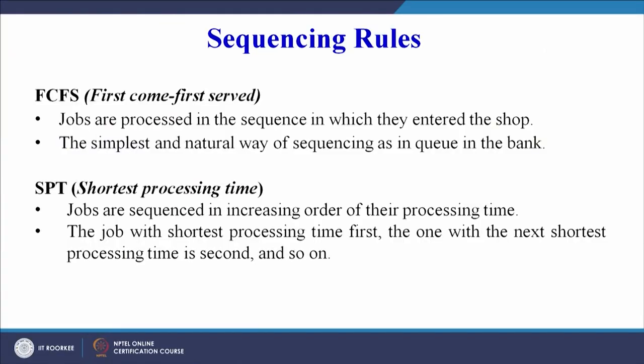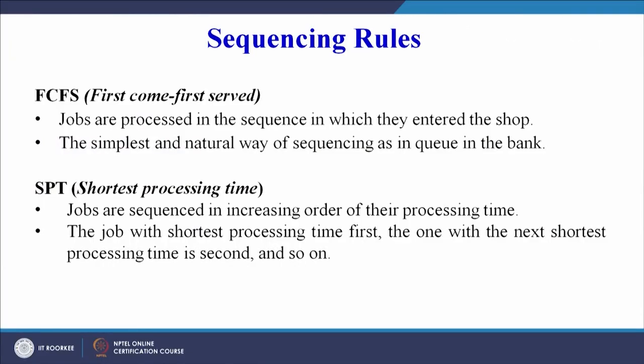Sequencing rules: now we can see how we can give priority to the jobs which have to be undertaken or processed on different machines. Let us see the sequencing rules. There are a lot of rules which are followed, and we are just going to cover maybe 3 or 4 important rules. But if you read good books on the topic of sequencing and scheduling, you will see that there are a number of rules which can be followed for allocating jobs to the machines. So we are going to take simpler rules only.